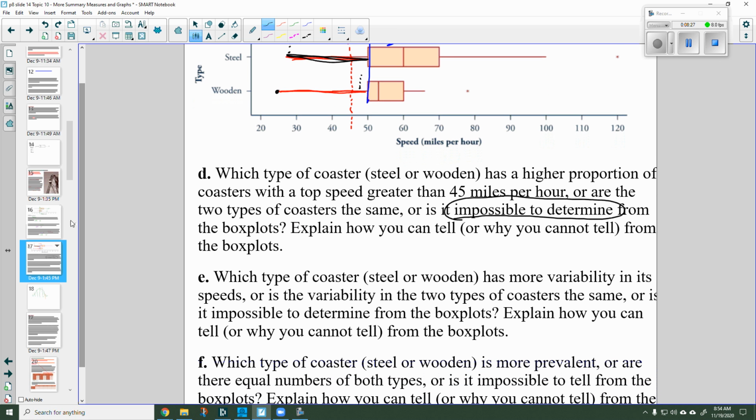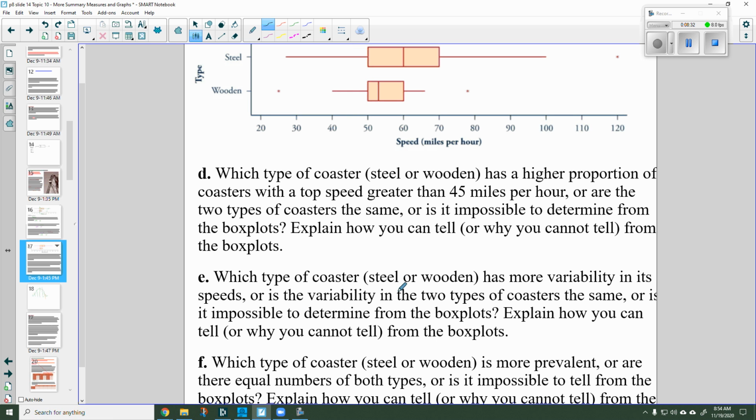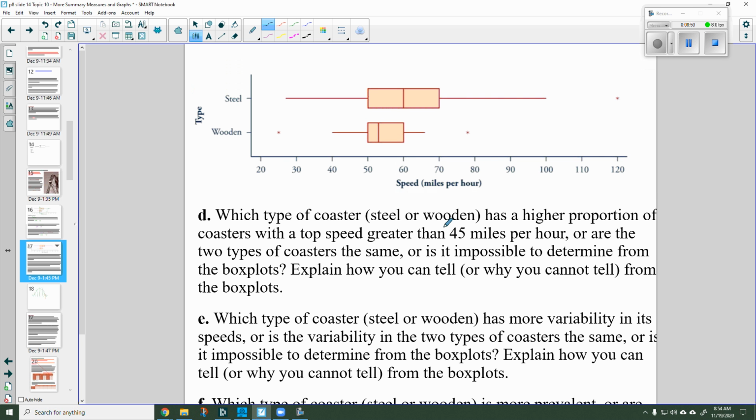Then the next question is, which type of coaster, steel or wooden, has more variability in its speeds? Or is the variability the same? Or is it impossible to tell? Well, here it is really important to remember, how do we measure variability? Variability is measured in two ways: IQR and standard deviation. That is how we measure variability.